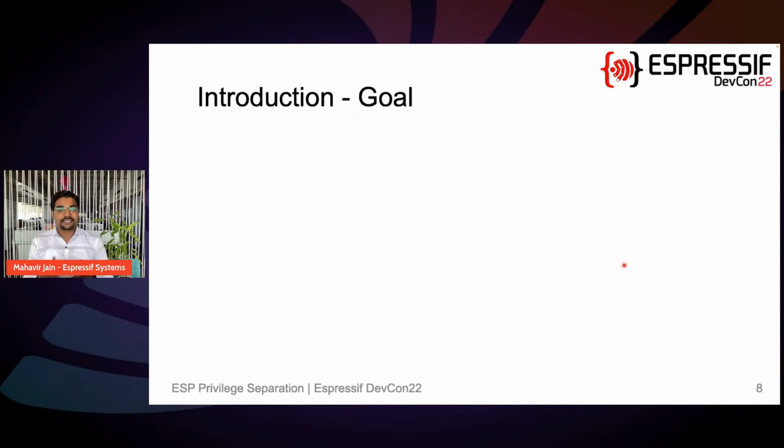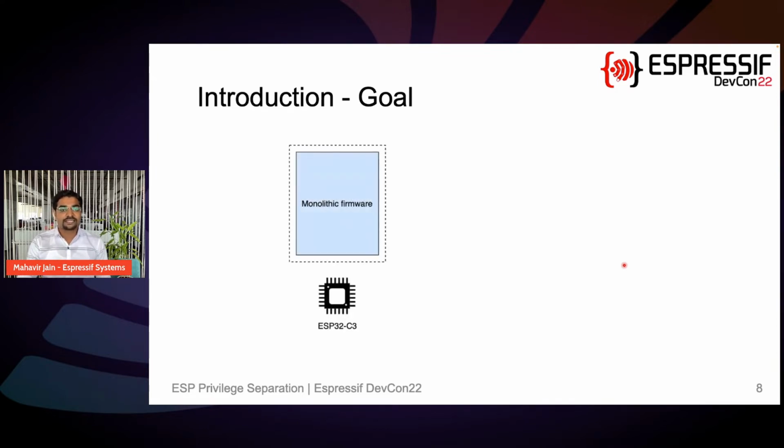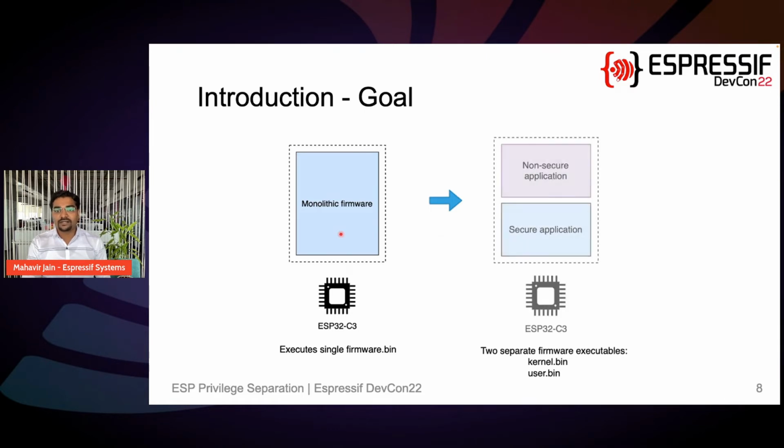So let's start with the goal. What are we aiming at here in the Espressif Privilege Separation framework? This is the traditional approach of monolithic firmware. It executes a single firmware binary. With this particular framework, we shall be splitting this firmware into two separate executables, kernel.bin and user.bin. Here we can see a secure application and a non-secure application. They shall have different privilege levels, and they shall have different memory and peripheral access and controls. We shall go into more detail in the subsequent slides.